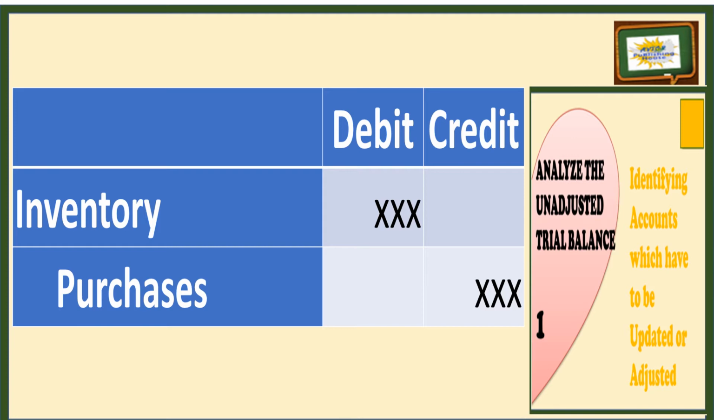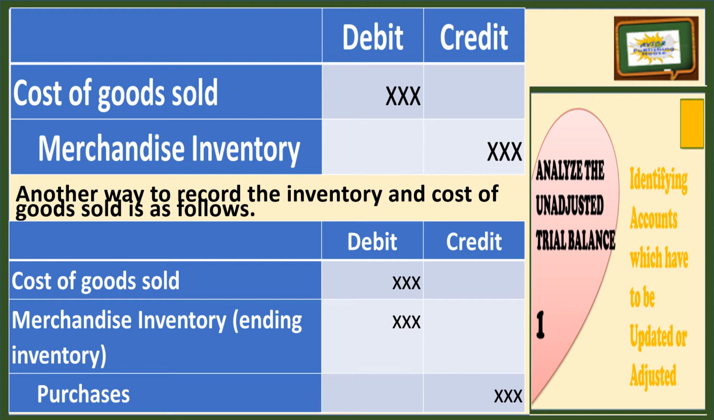At the end of the period, cost of goods sold is to be determined. So cost of goods sold is determined by adding the beginning merchandise inventory and all the net purchases during the period and deducting from the total amount the counted inventory as of the end of the period. The entry to record the cost of goods sold will be a debit to cost of goods sold and a credit to merchandise inventory.